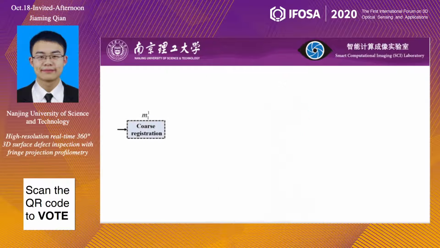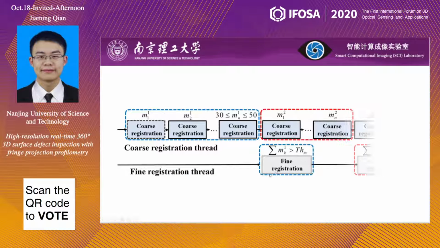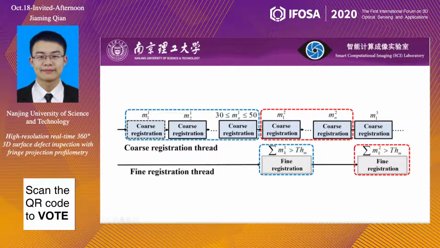To improve the registration efficiency, we propose a two-thread mechanism to realize fine and coarse registrations at the same time. We use the sum of two norms of the transformation matrices during each coarse registration to quantify the motion value of the object. The ICP-based fine registration will not be performed in another thread until the cumulative motion reaches a certain threshold.